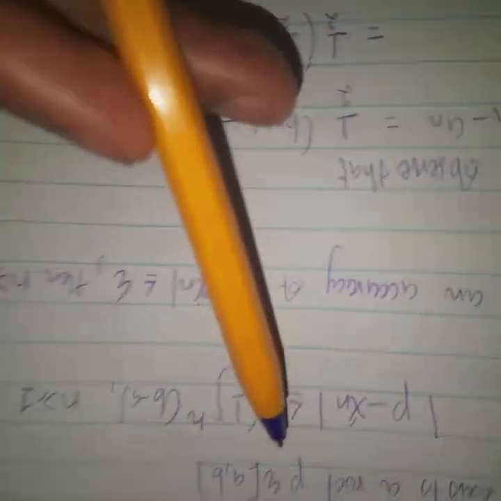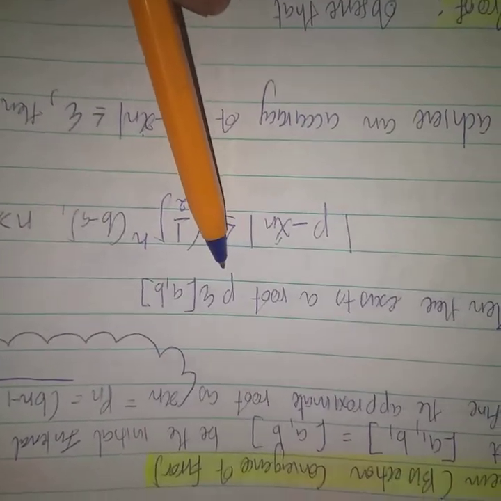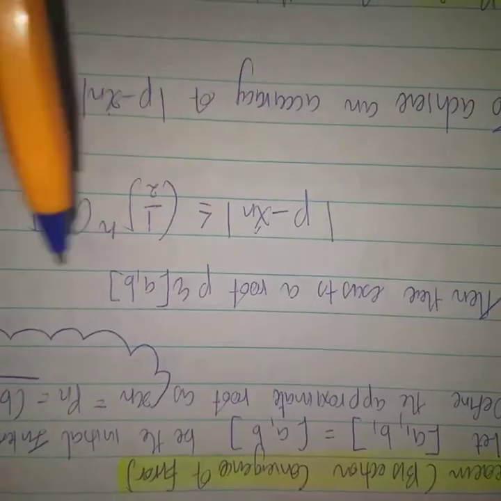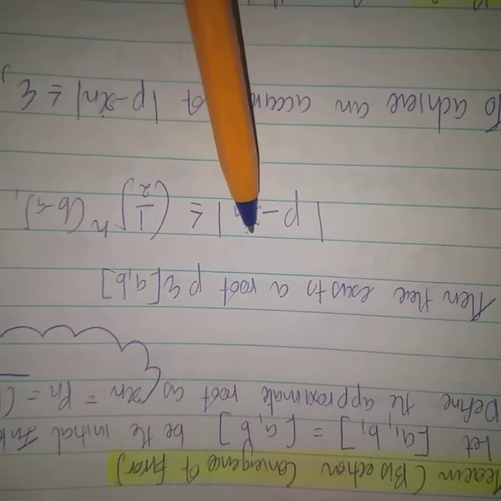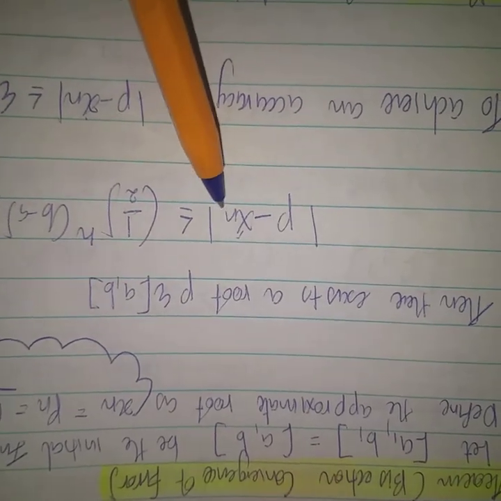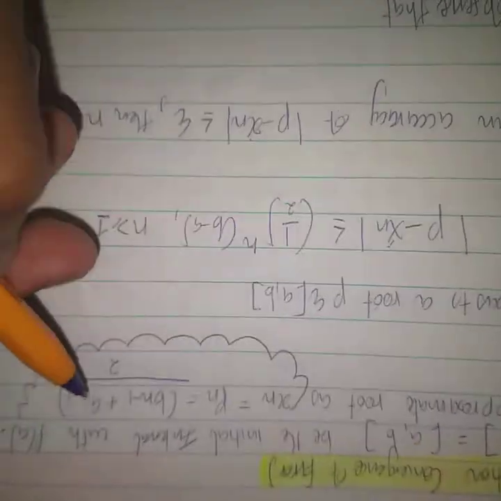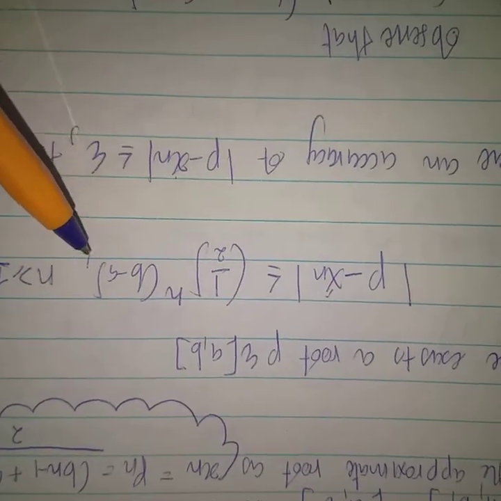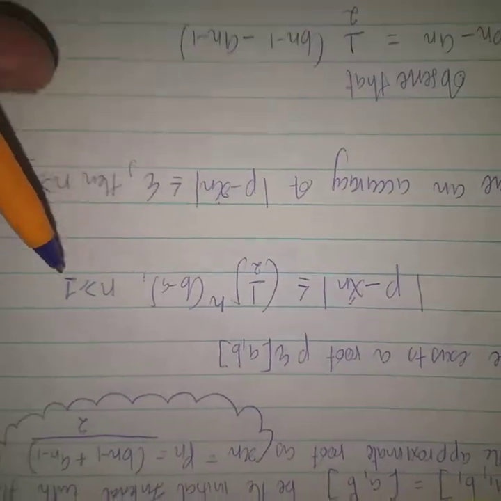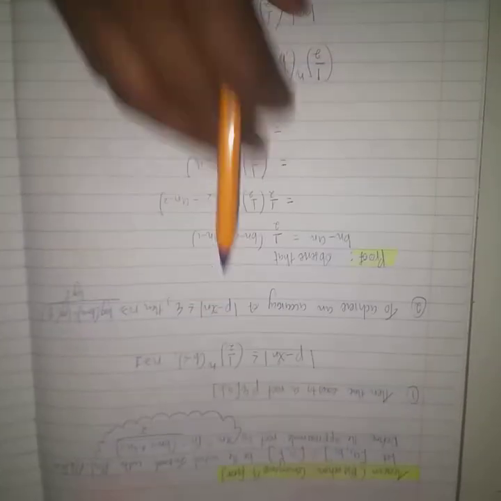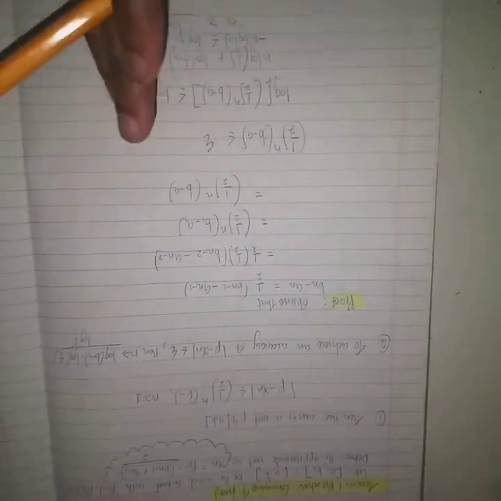Then there exists a root p, which is what we are looking for, in this interval. So p lies in this interval, such that the absolute value of p minus p_n is less than or equal to one half to the power of n multiplied by b minus a, when n is greater than or equal to 1. Okay, so there's the proof. I won't go through the proof. I just need to make sure that you understand how the bisection method works.